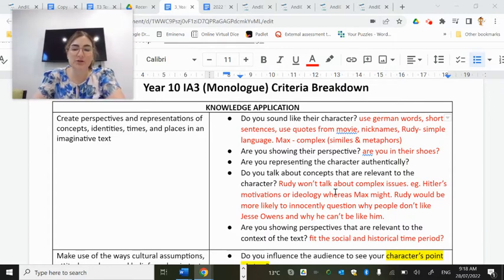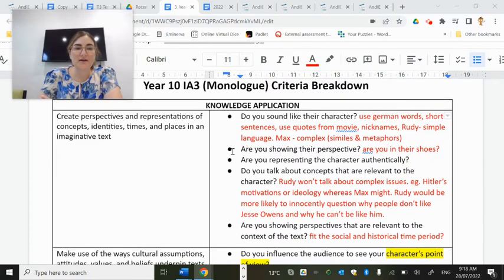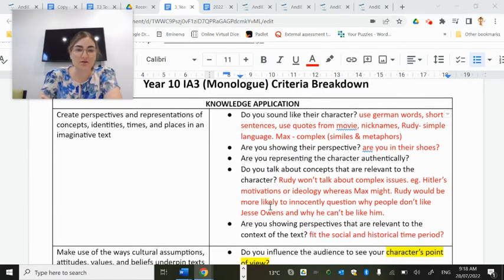And that's your opportunity to show your understanding of not only the character, but their attitudes, values, and beliefs in that historical time period, in that social context. What is it like being that person in that particular time period? So there's a lot that is involved in that particular criteria.